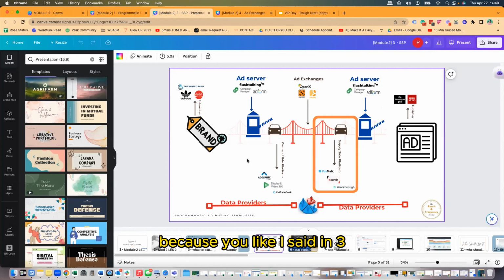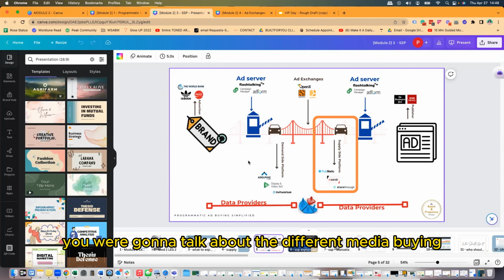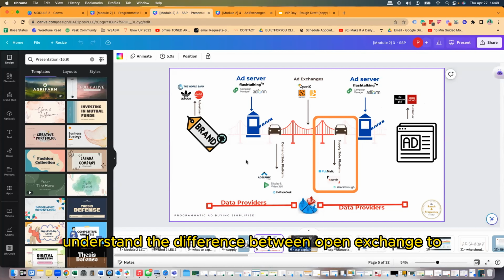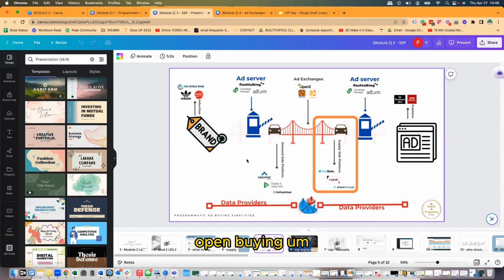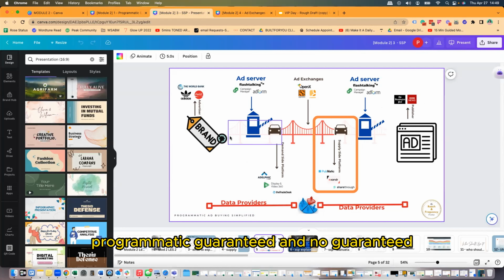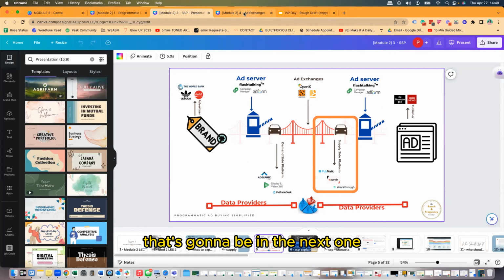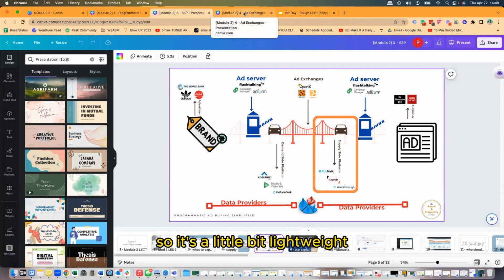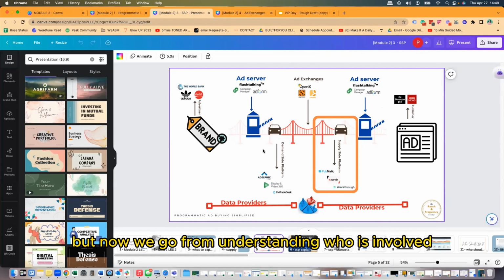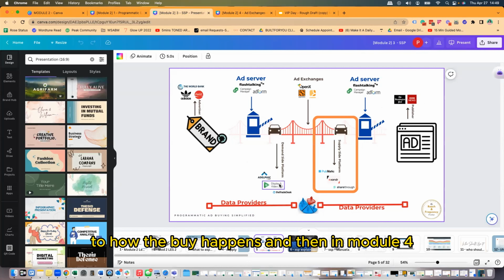Like I said, in 3, we're going to talk about the different media buying. So you'll understand the difference between the open exchange, the open buying, the private deals, programmatic guaranteed and non-guaranteed. That's going to be in the next one. And so that's only an hour and some change. So it's a little bit lightweight, but now we go from understanding who is involved to how the buy happens.